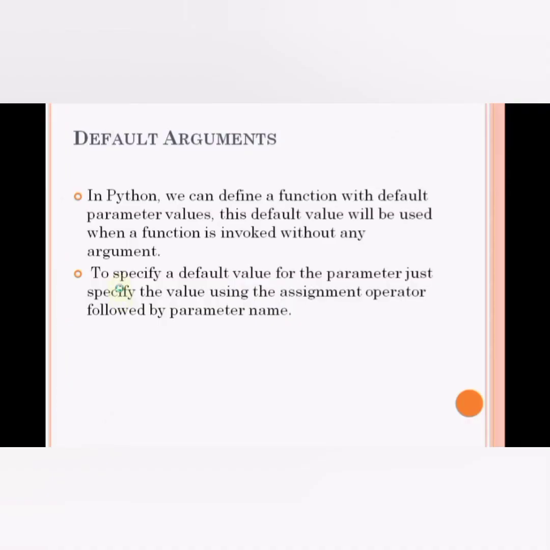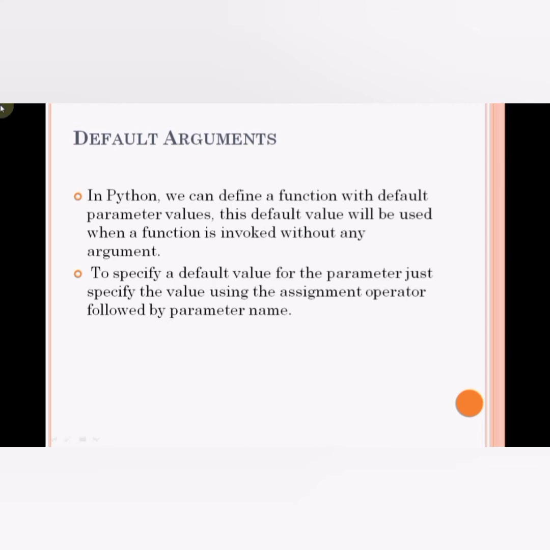See here, what is a default argument? At the time of the declaration of the function, when we are passing parameters, if at that time only we are giving values to the parameters, then we call it a default argument.